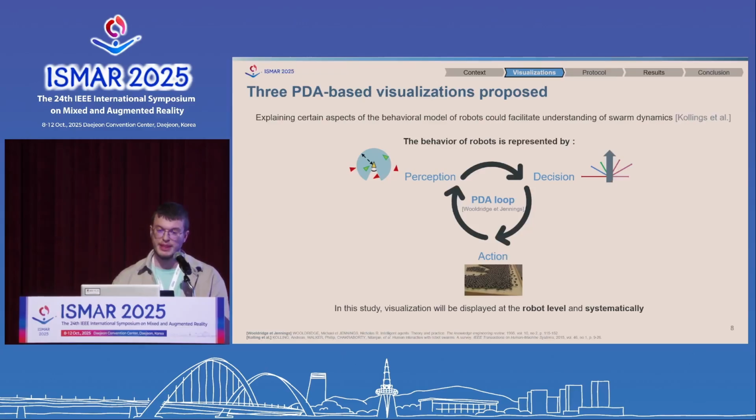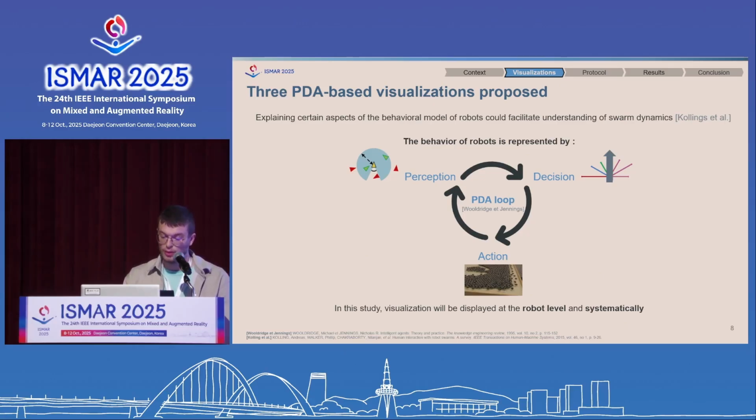We will be evaluating three visualizations in this presentation. Why three? Because we want to test the hypothesis made by colleagues saying that explaining certain aspects of the behavioral model of the robots could facilitate understanding of the swarm dynamics. To represent the behavior of the robots, we will use the PDI loop from multi-agent systems, which represents the behavior into perception, decision, and action aspects.